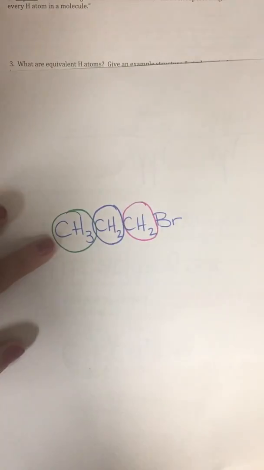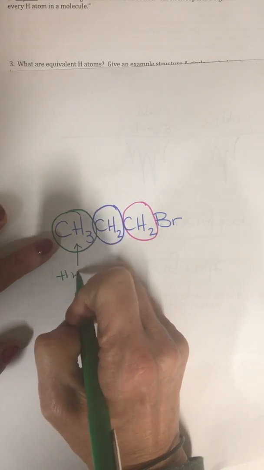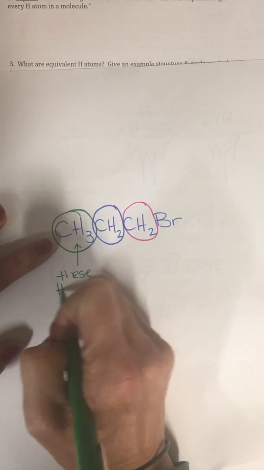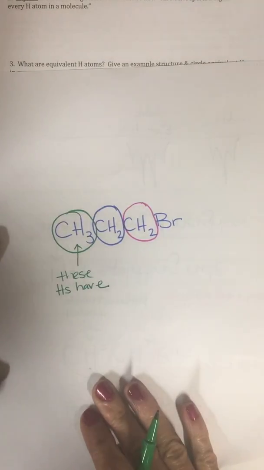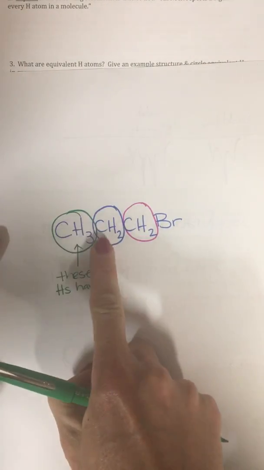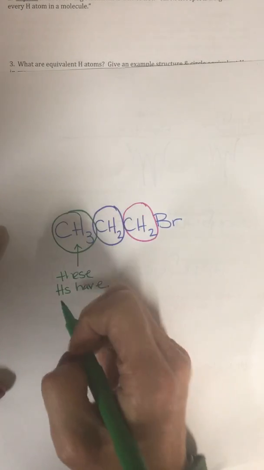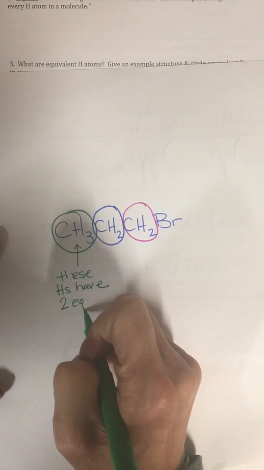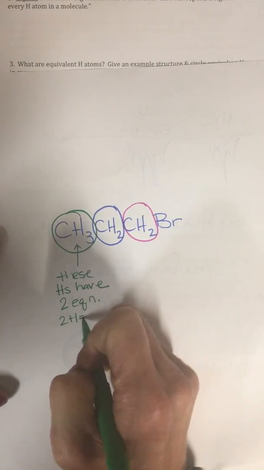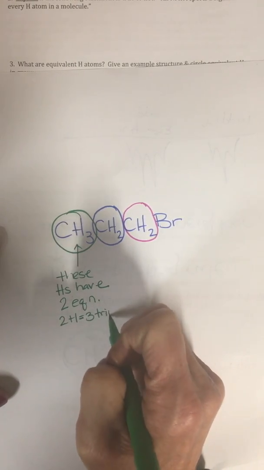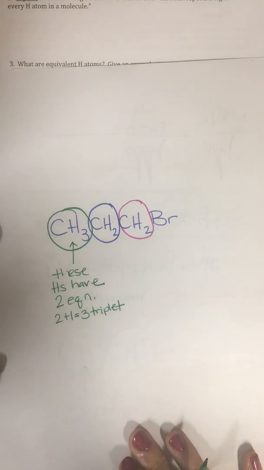So looking at these methyl hydrogens, these hydrogens have how many equivalent neighbors? So we look 1 atom over, and that carbon has 2 equivalent hydrogens. So we're going to say 2 equivalent neighbors. So 2 plus 1, again, we're seeing that triplet. That would be upfield in that 1-ish ppm region.